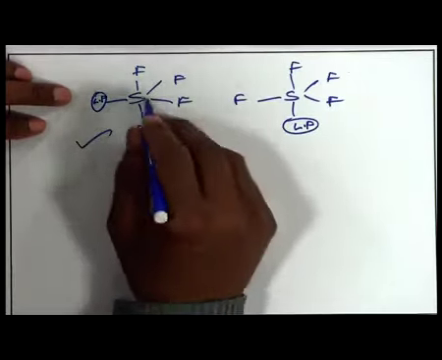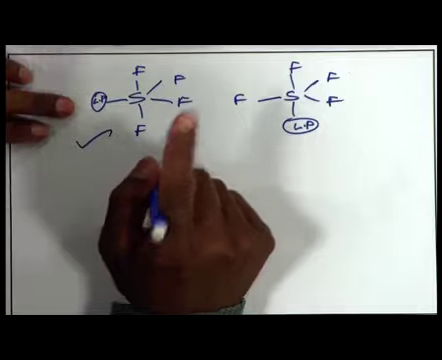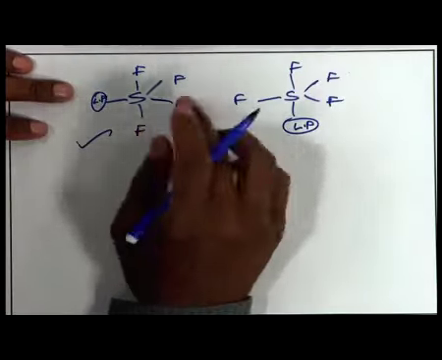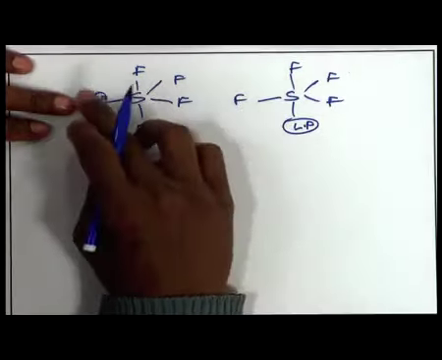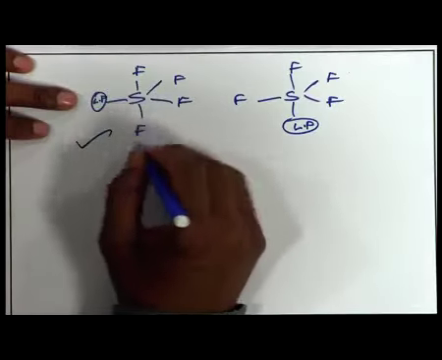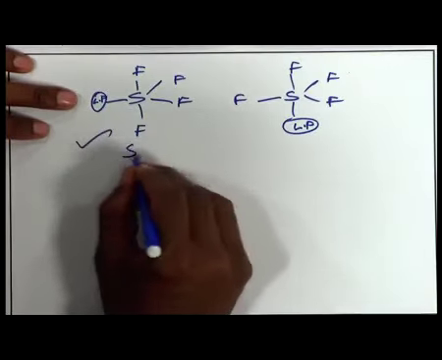Then the shape of the molecule should be based on the arrangement of the atoms, not based on the arrangement of the lone pair. The shape of this molecule is called seesaw.